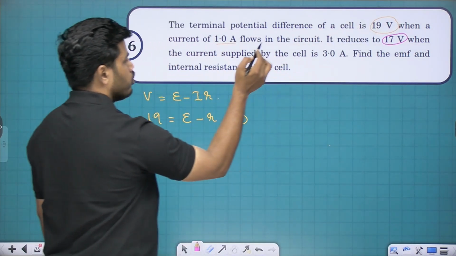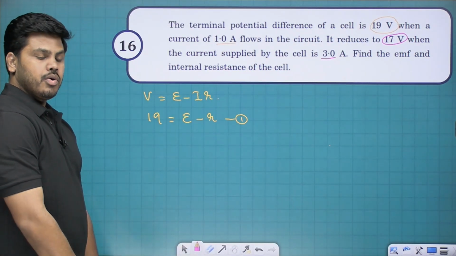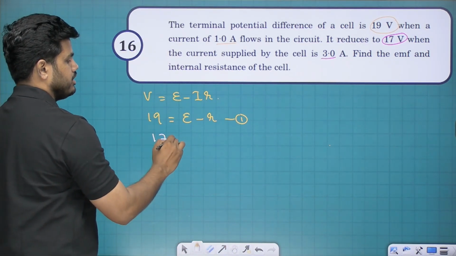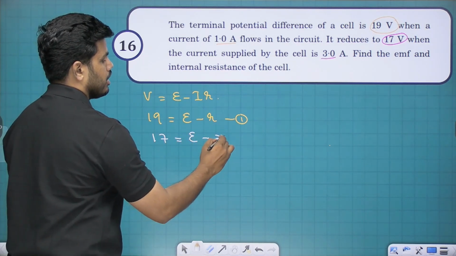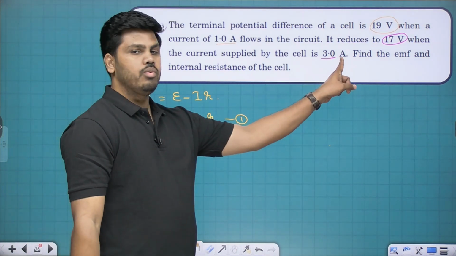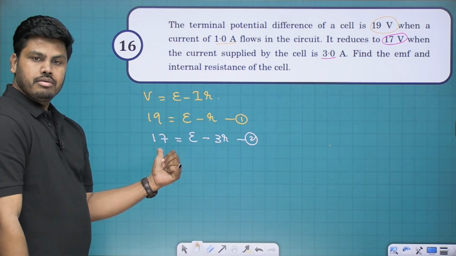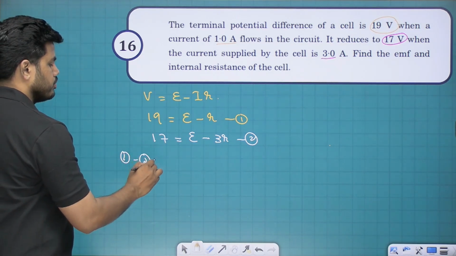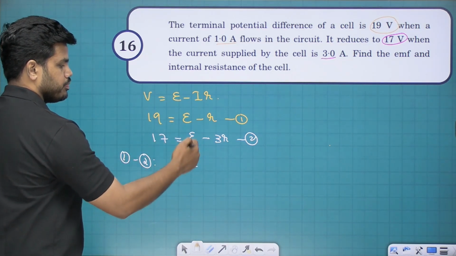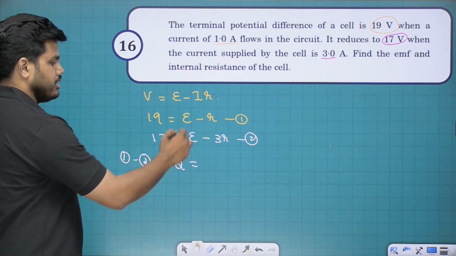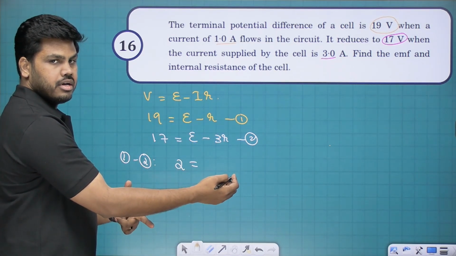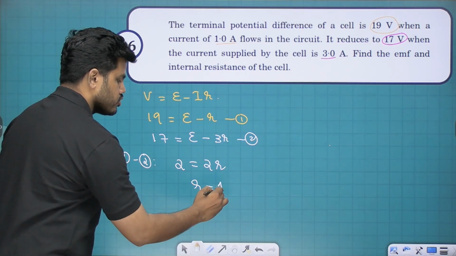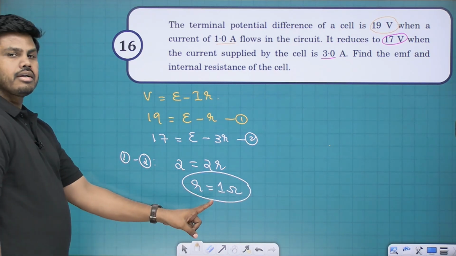Now check the second combination. Terminal potential difference is 17 volt when the current was 3 ampere. So we can write one more equation using the same V is equal to E minus IR, that is 17 is equal to E minus 3R, right? Equation number 2. Now, what happens if you subtract one from the other? Equation number 1 minus equation number 2. We get 19 minus 17 is going to be 2. E and E get cancelled, 0. Minus R, minus of minus 3R becomes 2R, right? So 2 and 2 get cancelled. What is the internal resistance of the cell? 1 ohm. That we got directly.